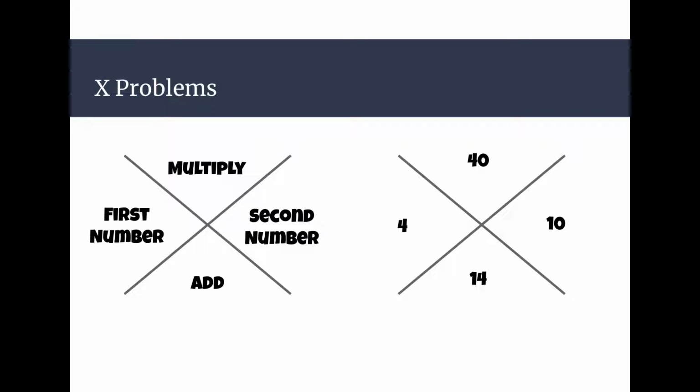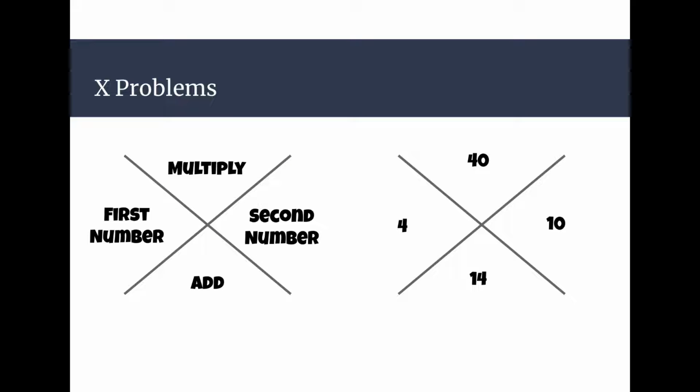So how these work is that you have two numbers. So you have a first number and a second number. Order of these don't matter. But you're going to take them and you're going to multiply them and the answer goes up here, and you're going to add them and the answer goes here. So for example, if my two numbers are 4 and 10, when I multiply 4 times 10, you get 40. When you add 4 and 10, so 4 plus 10 gives you 14. So that's just how these work.